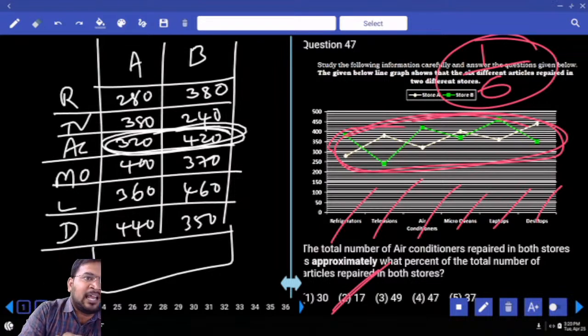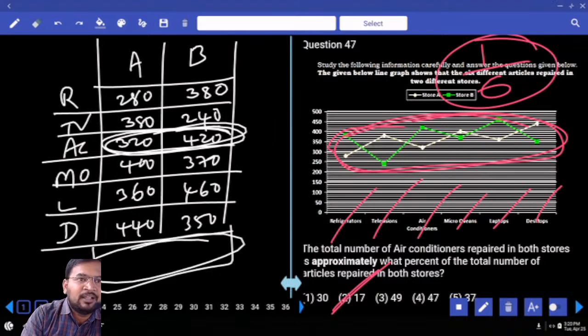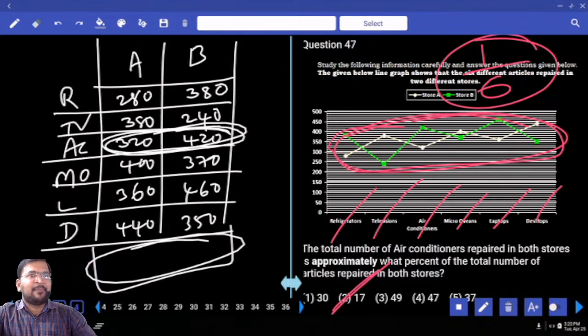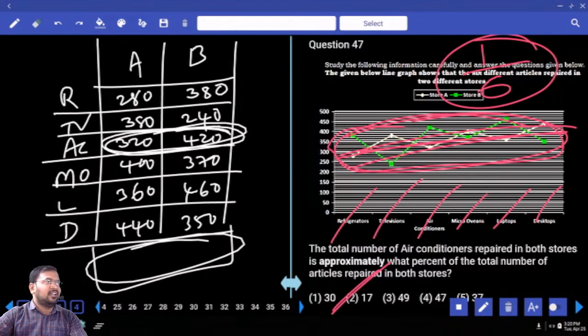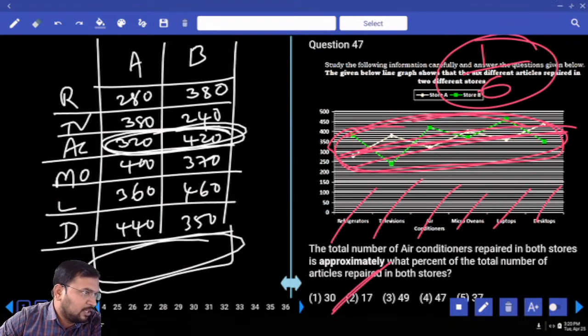If you add the total after going home and calculate how much percentage 740 is of the total, you will get 17. Don't worry, but it will take some time because all are in the same range. Out of 6 articles, we need 1 by 6, which is 16 2 by 3. Your answer is 16 2 by 3. Are you clear?